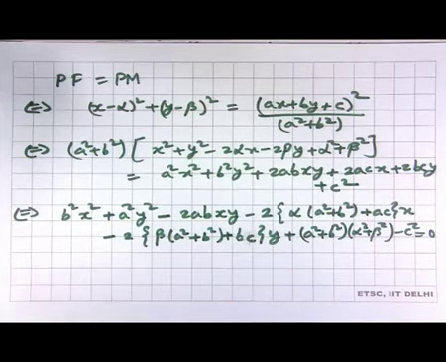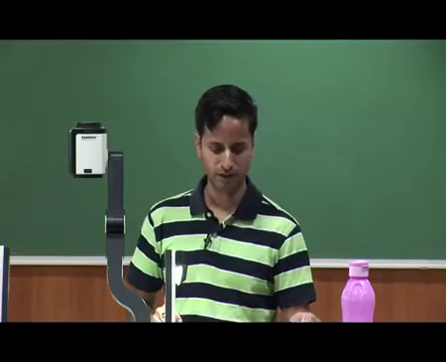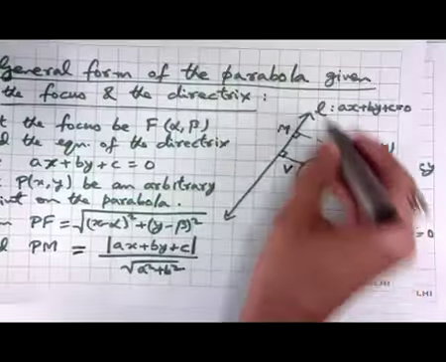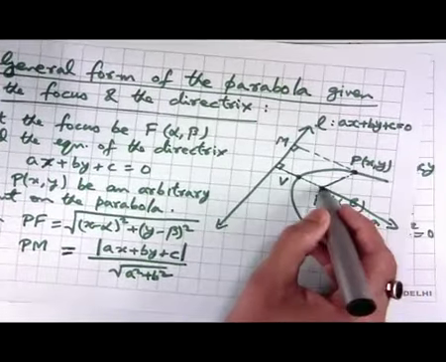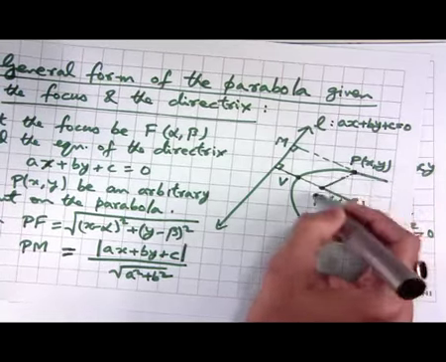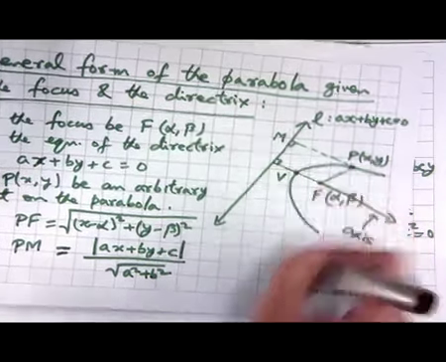So, you do not need to remember this formula, you just need to remember the definition of a parabola. If you are given the equation of any line which is the directrix and you are given the focus, then you simply use that the distance of the point to the focus is equal to the perpendicular distance to the line, and then you obtain the equation of the parabola.